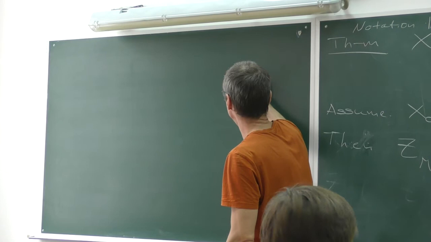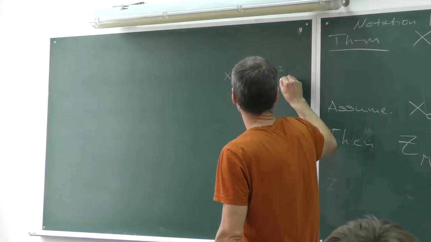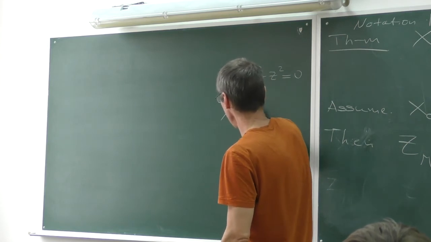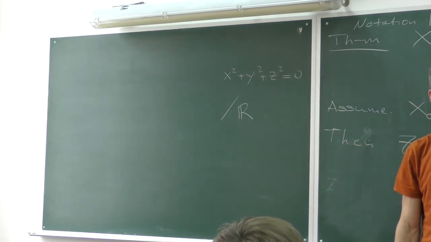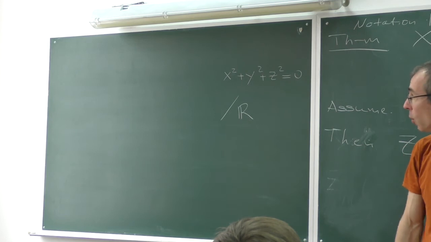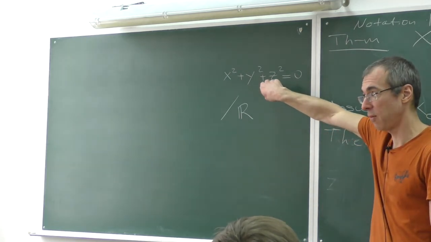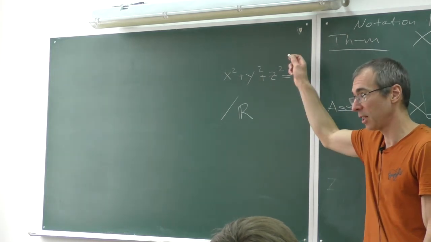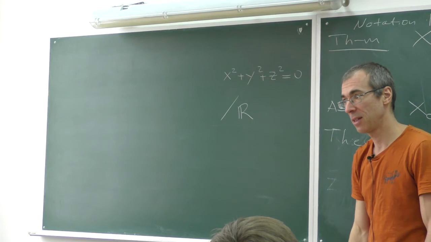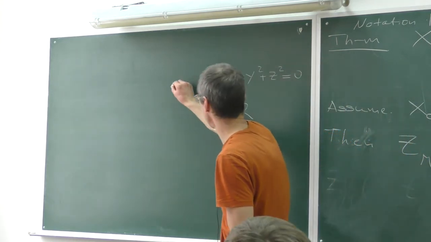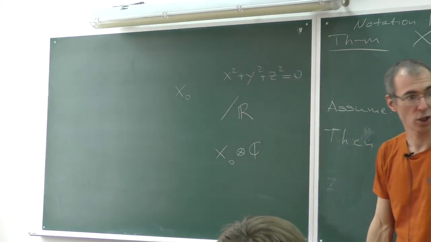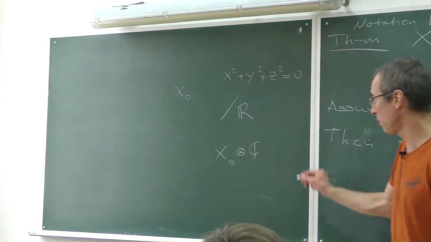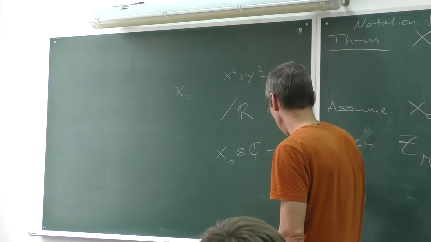So here is a basic example. Let's take a quadric. X squared plus Y squared plus Z squared equal to zero over real numbers, right? Does this have a rational point? No, because a sum of squares of real numbers cannot be zero unless all numbers are zero. So this is my x0. What happens if you take x0 tensor C? Now it has a rational point. And namely, it's going to be P1 over C.